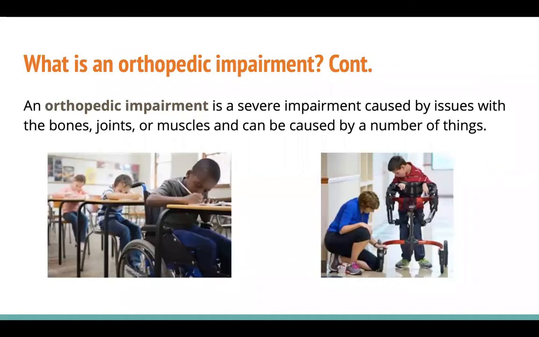An orthopedic impairment is a severe impairment caused by issues with the bones, joints, or muscles, and can be caused by a number of things. Many children with an orthopedic impairment do still have normal cognitive abilities, so these children require mainstream education wherever possible and in the least restrictive environment as appropriate.